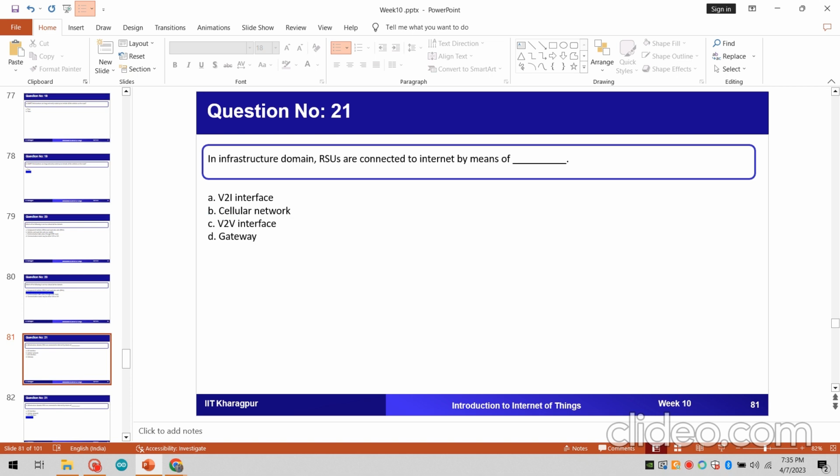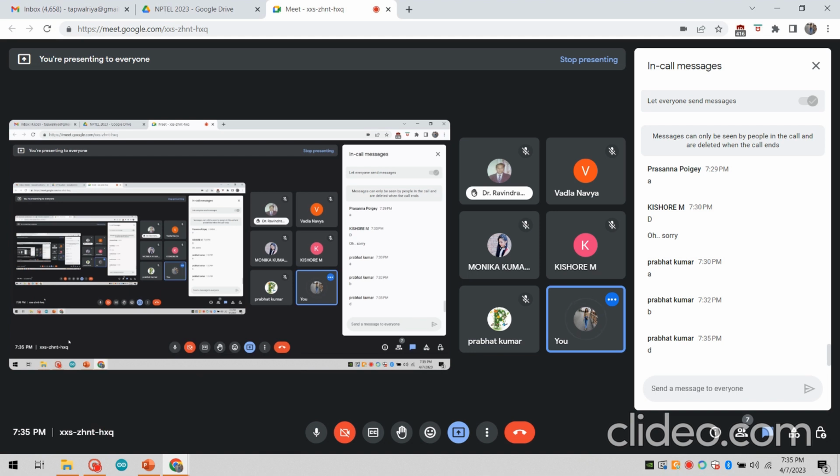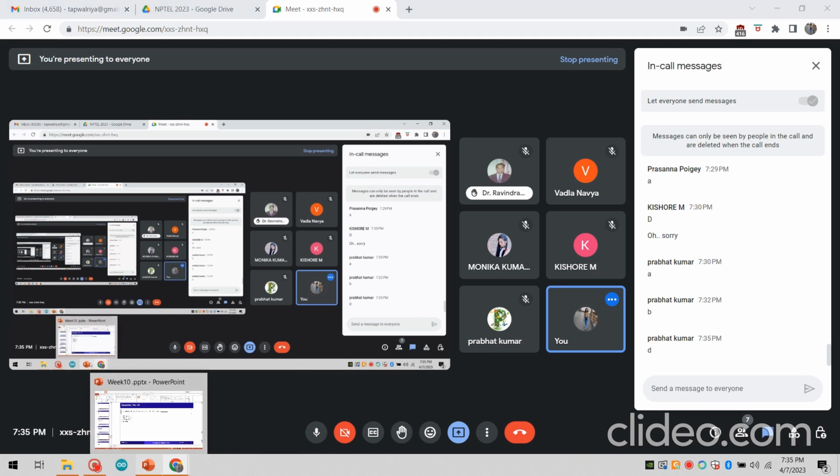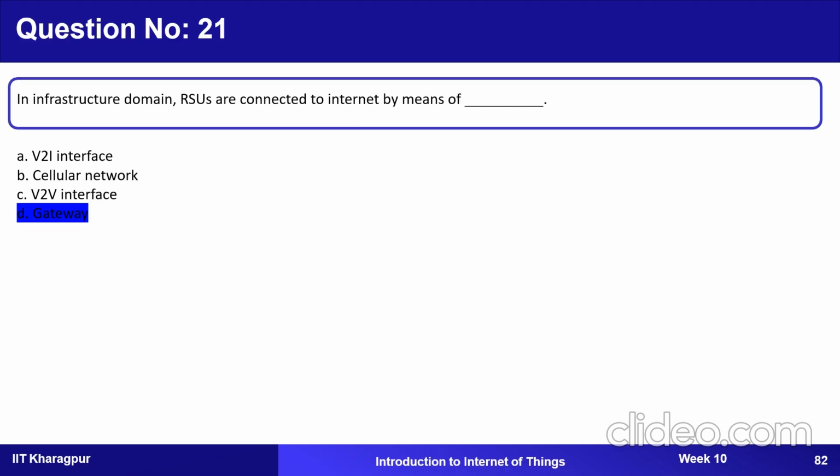Next question is, in infrastructure domain, RSUs are connected to internet by means of blank: V2I interface, cellular network, V2V interface, gateway. D, gateway. Okay. Anyone else? D. Yeah, so the correct option for this is D.